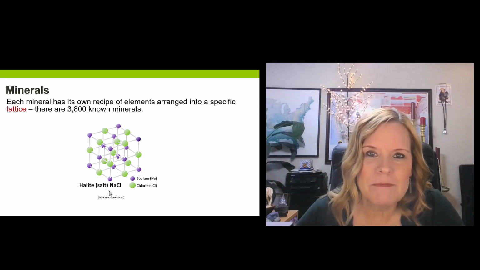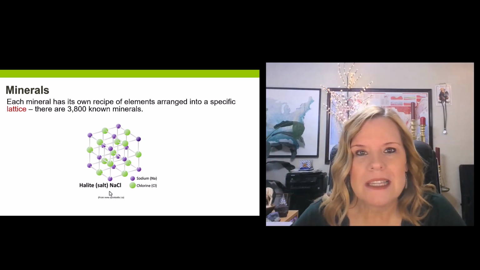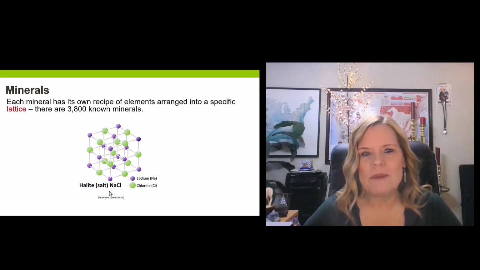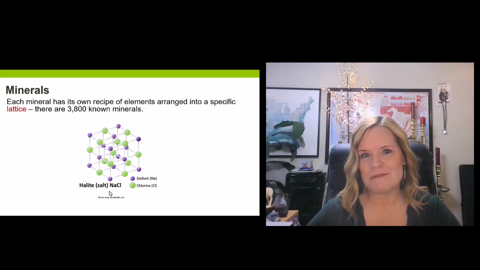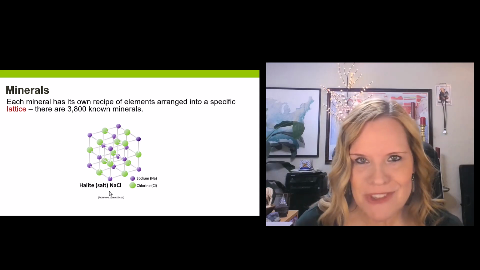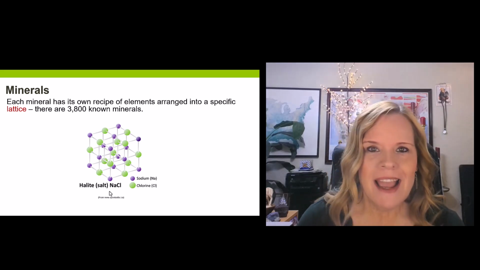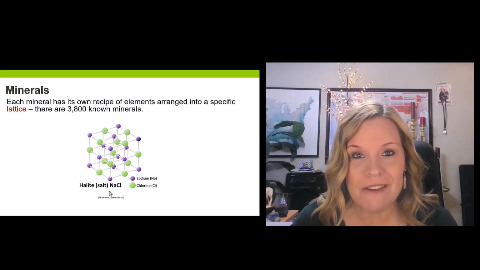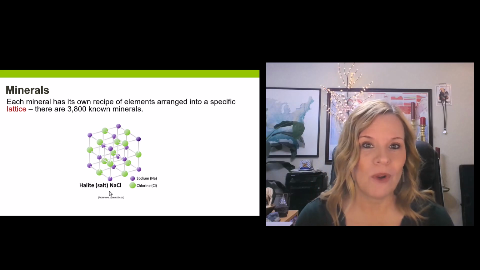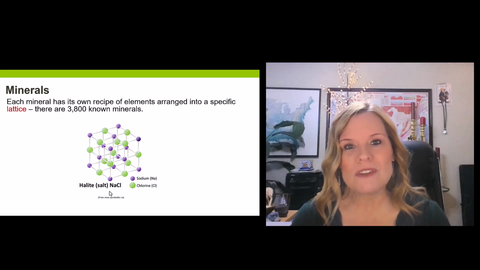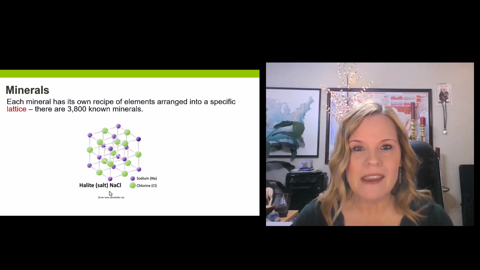But minerals, they are the building blocks of rocks. And even minerals have building blocks known as atoms. So every mineral has its own unique special recipe of elements. And how those elements are arranged in a lattice helps us determine which mineral we have. There's over 3,800 already identified minerals, and more get added based on new information and new discoveries that scientists make.